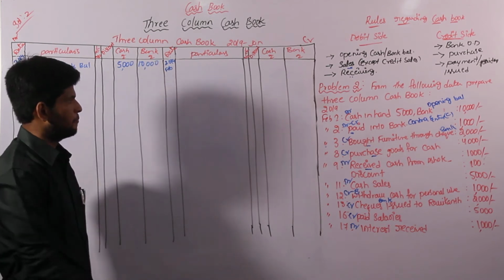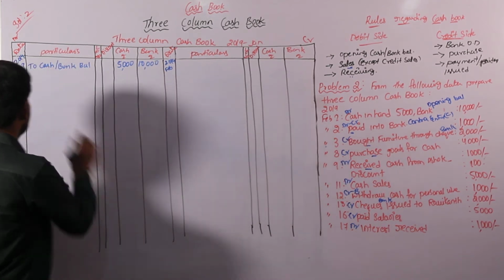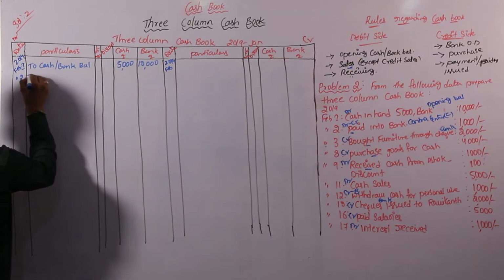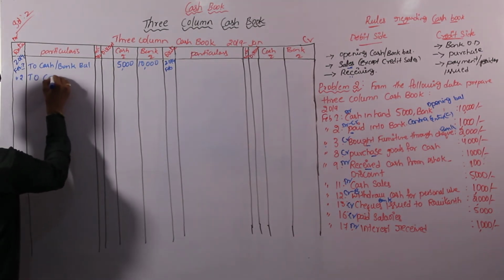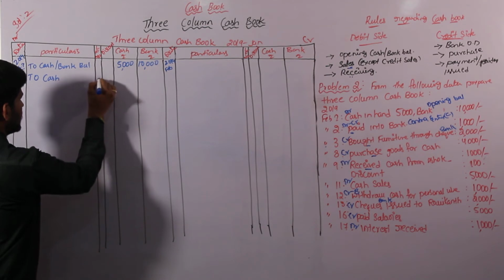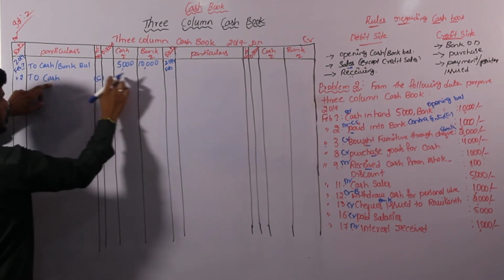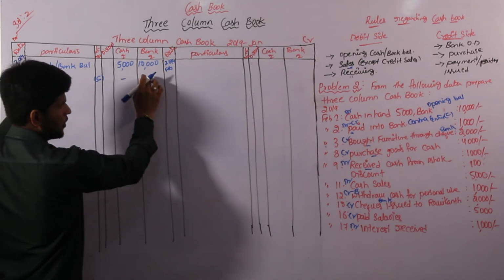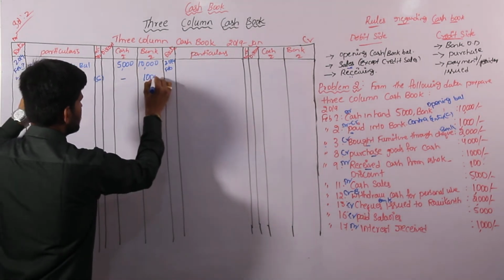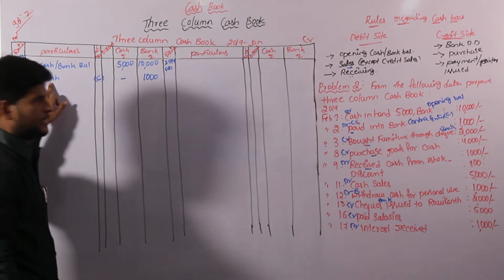Right. Second one, paid into bank. It is a contra entry. That is on the second. We have to write cash here. In the ledger folio column, we have to mention C. Here we have to write cash, but no need to enter in the cash column. Enter in the bank column. That is 1000. A contra entry is nothing but a two-sided transaction.